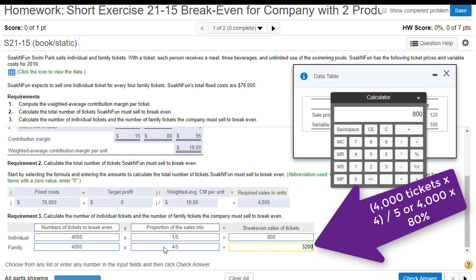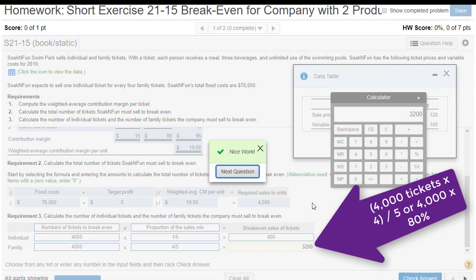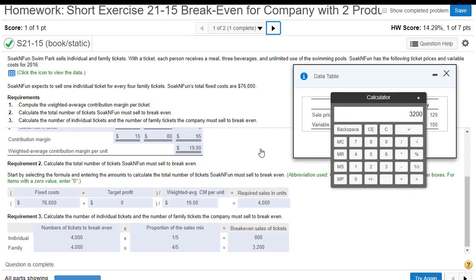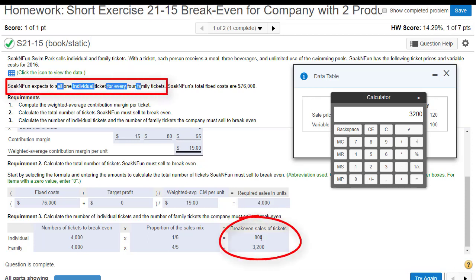So we can take 4,000 times 4 divided by 5, which equals 3,200. So that makes sense. Our work checks out. So always double check your work. This company needs to sell 4,000 tickets to break even. And when they sell those 4,000 tickets, assuming this ratio up here holds true, 800 of them will be individual tickets and 3,200 will be family tickets.